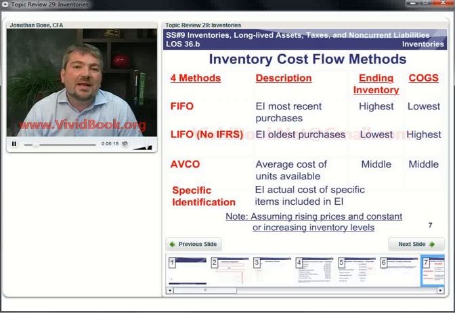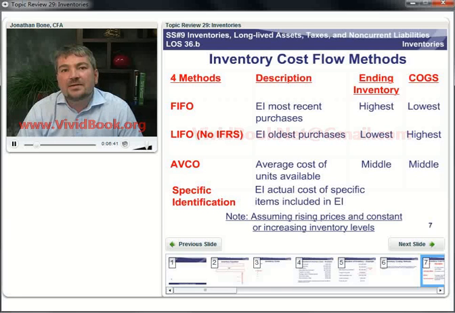And assuming that we live in an inflationary world, those most recent purchases will be at higher prices, so under FIFO, we'll get the highest ending inventory figure. Now, conversely, if ending inventory contains the most recent purchases, cost of goods sold must contain the older purchases, and in an inflationary world, therefore, they'll be at lower figure, so you'll get a lower cost of goods sold figure.